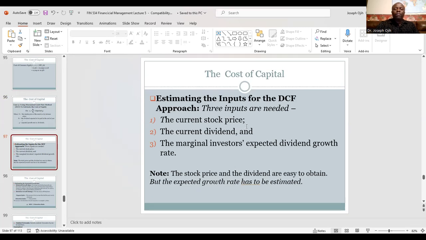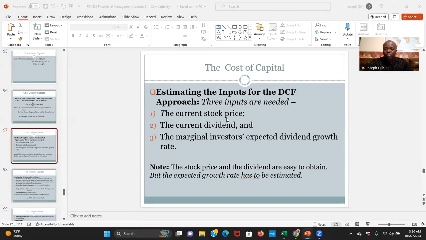As I explained in the last slide, the three main inputs we need are the current stock price, which will be the proxy for the stock price, the current dividend, and then the marginal investors' expected growth rate. Now, the price of the stock and the dividend can be easily estimated for a particular company, because they are in the public domain.